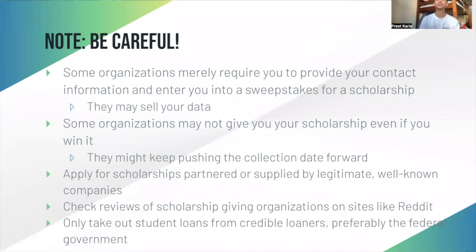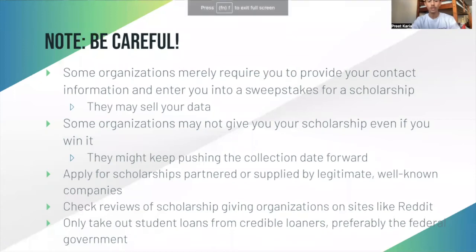So apply for scholarships that you know are with legitimate partners and well-known companies like PG&E or Lockheed Martin, and always review your scholarships before sending out your information to anyone randomly. And the last thing is, take out student loans only from credible lenders, preferably the federal government. And if you cannot, just make sure that you don't take out loans from someone random.